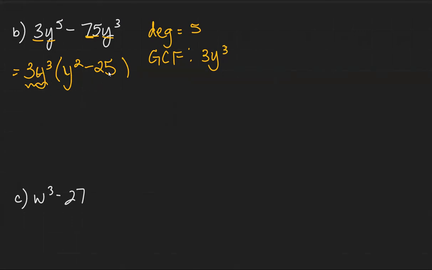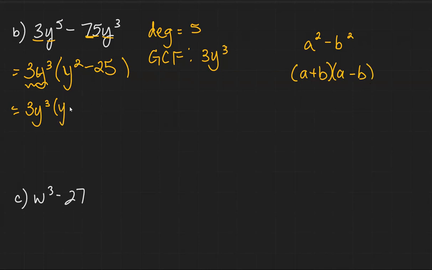Y squared minus 25. You see two things. Let's check to see if it's a difference of squares. Y squared is a square. Is 25 a square? Yes, it's the square of 5. 5 squared is 25. So this looks like a squared minus b squared, so it's going to factor into a plus b, a minus b. So then we get y plus 5, y minus 5. And it looks like this is our final answer.